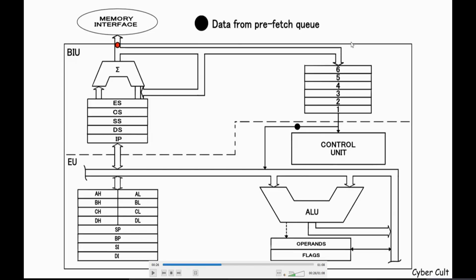This is your pipe. Your 6 byte instruction queue: 1, 2, 3, 4, 5, 6. It is on the top right side. This particular place is called a pipelining architecture, because look at this. This is acting like a pipe which can store how many bytes? It can store 6 bytes. So this is called the 6 byte instruction queue. That is the beginning of your pipelining architecture.